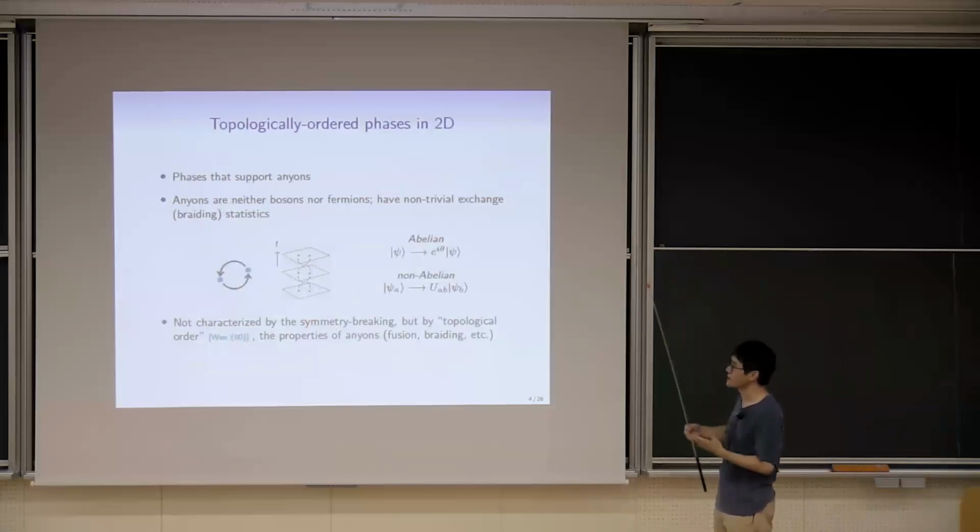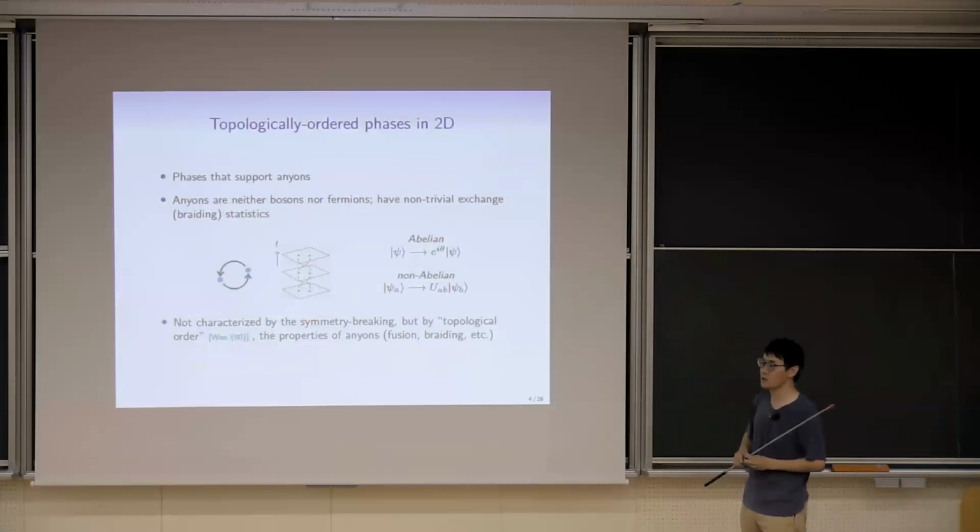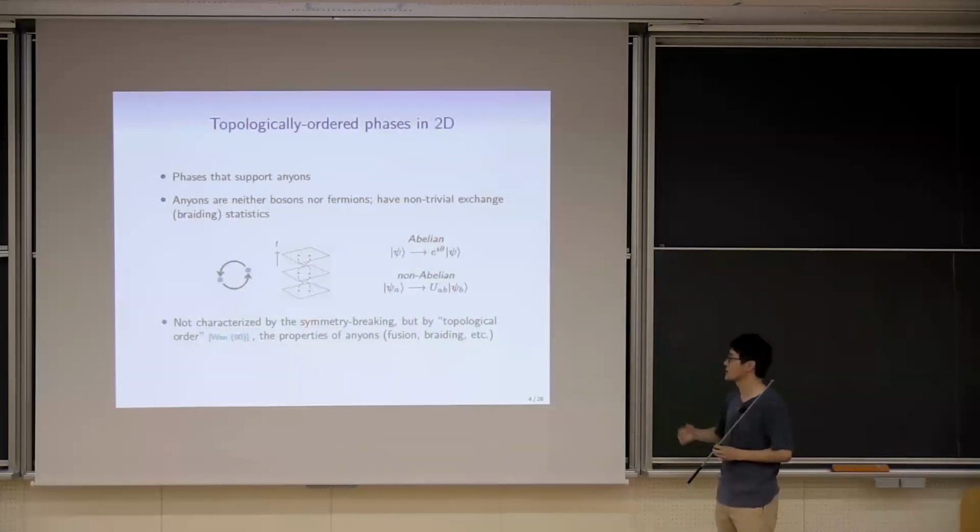These are phases characterized by the existence of exotic excitations, which are called anyons. The very existence of these excitations is like an order parameter in some sense. And the different topologically ordered states are characterized by different sets of anyons. Okay, so what are anyons?